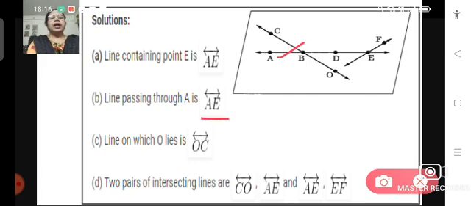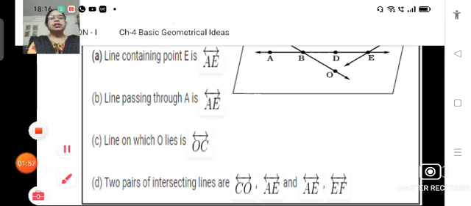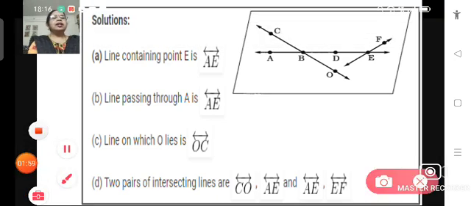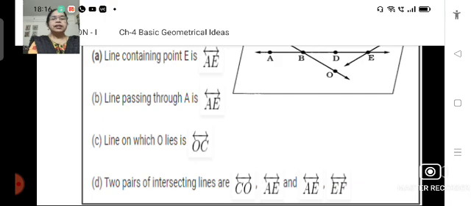C, the line on which O lies. The line on which O lies is this line OC. OC is the line on which point O lies. D, two pairs of intersecting lines. So where are the two pairs of intersecting lines? They are AE and OC, or CO and AE, and EF. So these are two pairs of intersecting lines.